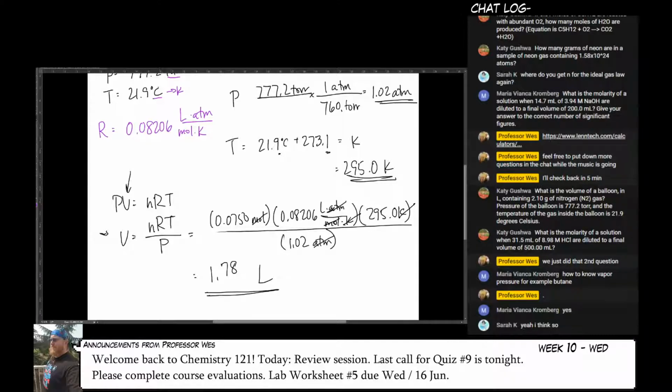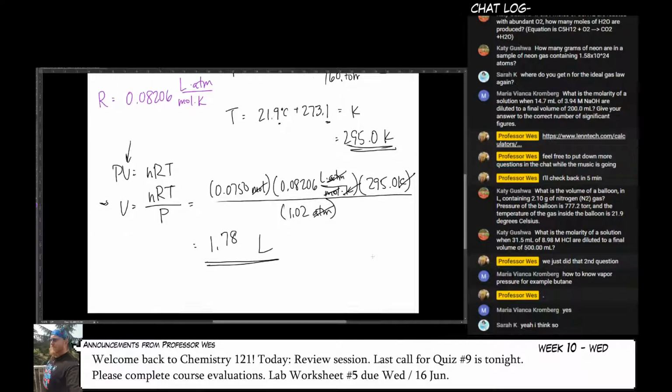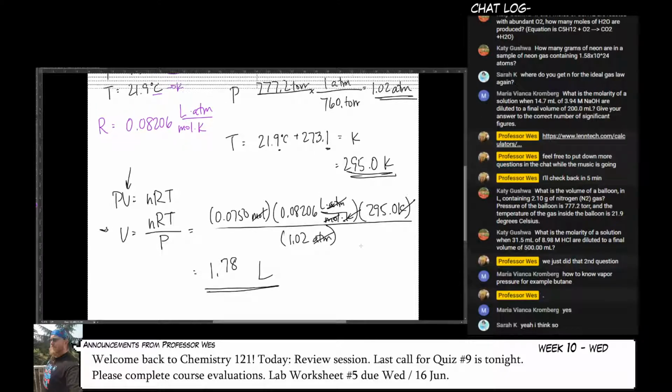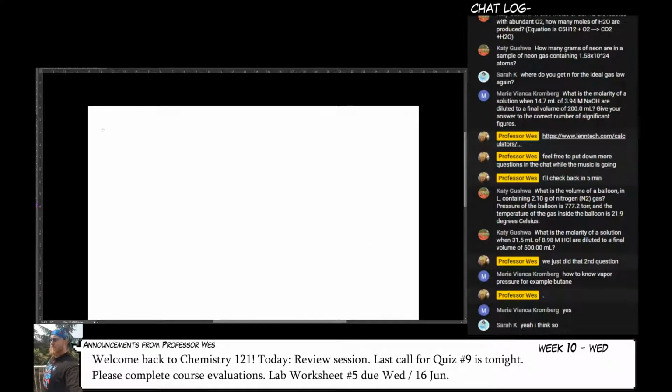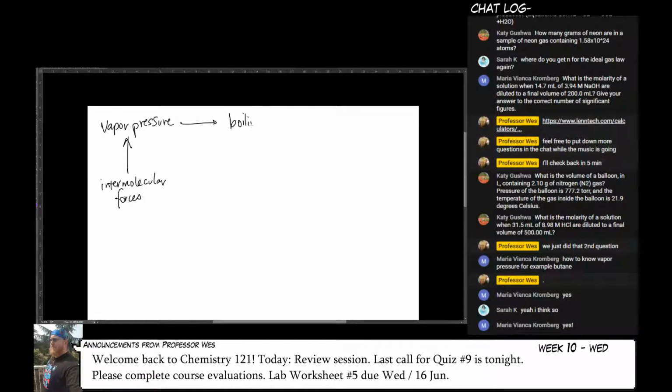And then how to know vapor pressure, for example, butane. So what I think you're asking in that question is, how do I know if the vapor pressure of something is higher or lower than something else? The answer is that vapor pressure is affected by intermolecular forces, and vapor pressure itself affects boiling point. Because remember, when vapor pressure equals atmospheric pressure, we get boiling, right? And so some gases have higher vapor pressures, so they boil at a lower temperature because you don't have to heat them up as much to get them to meet this condition that vapor pressure equals atmospheric pressure.